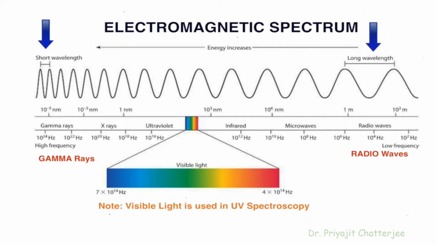As the gamma ray is one of the shortest wavelength, it has the maximum energy. The longest wave in the spectrum, that is radio wave, has the minimum energy. I think the topic up to this segment is clear to you. Now let's see the instrumentation of the technique.